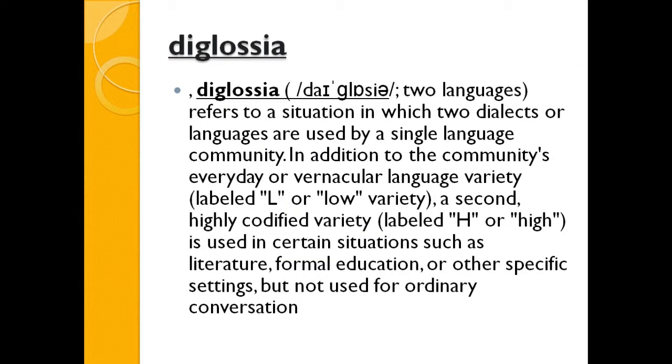Diglossia. Diglossia refers to a situation in which two dialects or languages are used by a single language community, in addition to the community's everyday or vernacular language variety. A second, high, codified variety is in use in certain situations such as literature, formal education, or other specific settings, but not used for ordinary conversation.